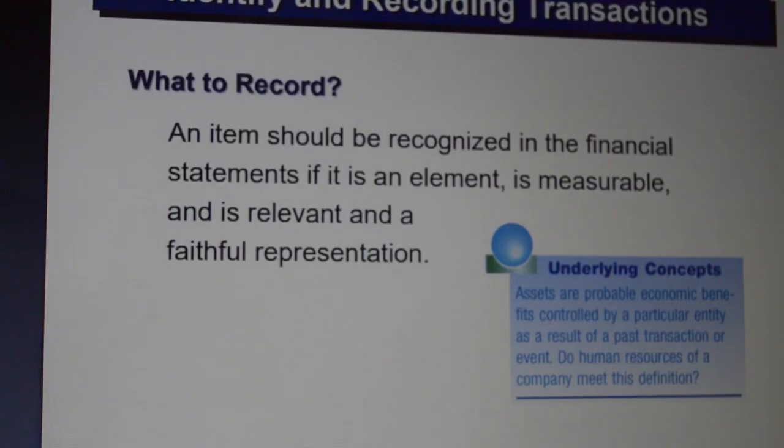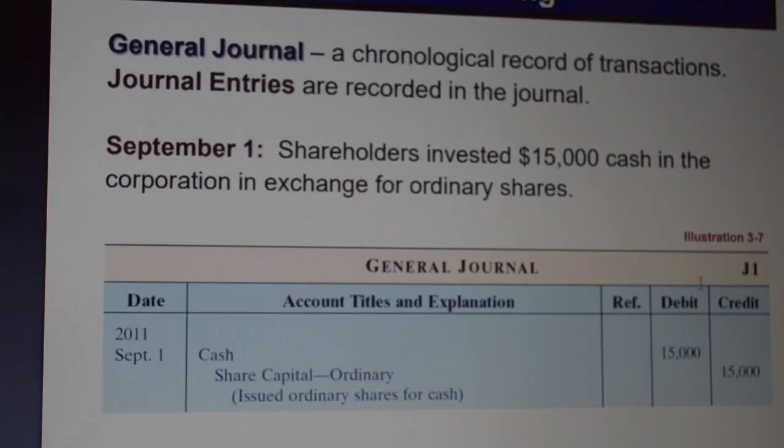Let's talk about the first step of the accounting cycle: identifying and recording transactions. What to record? An item should be recognized in the financial statements if it is an element, is measurable, is relevant, and has a faithful representation. Journalizing. General journal. The general journal is a chronological record of transactions. Journal entries are recorded in the general journal.